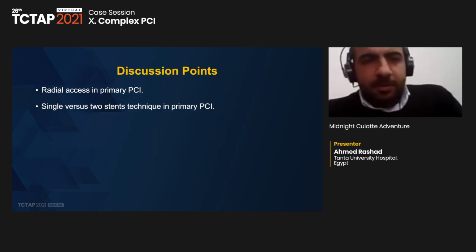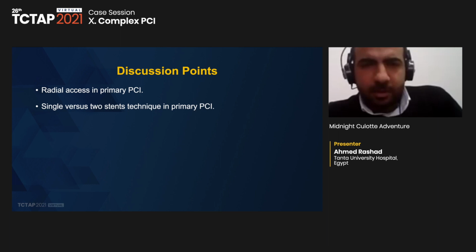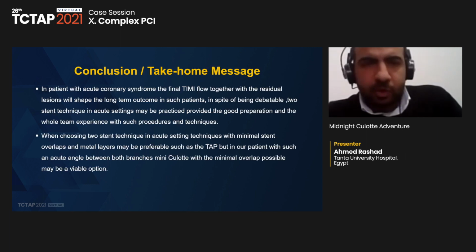In this case, we chose radial access in primary PCI, and we used a two-stent technique in primary PCI. To conclude, in patients with acute coronary syndrome, the final TIMI flow together with the residual lesion will shape the long-term outcome. In spite of being debatable, a two-stent technique in the acute setting may be practiced, provided good preparation of the whole team.